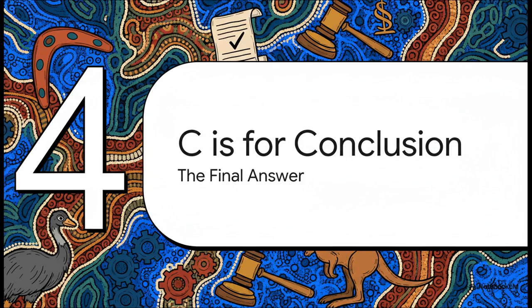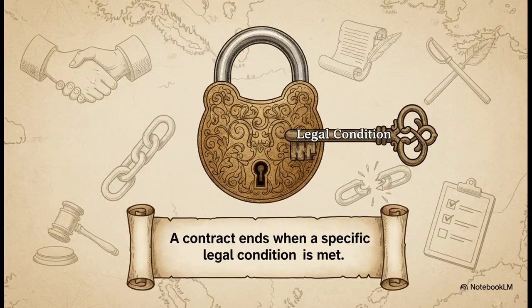And finally, we arrive at C for conclusion. After all that work, identifying the issue, understanding the rules, and applying them to the facts, we can now draw a clear, logical, and really solid conclusion. So, for our little case study, the conclusion is simple but pretty powerful. Contracts don't just fade away. They are terminated by very specific, defined events that tick one of the boxes of those legal rules we looked at.